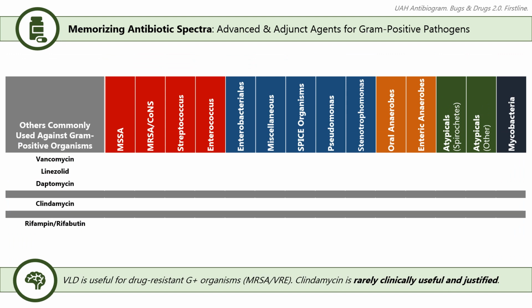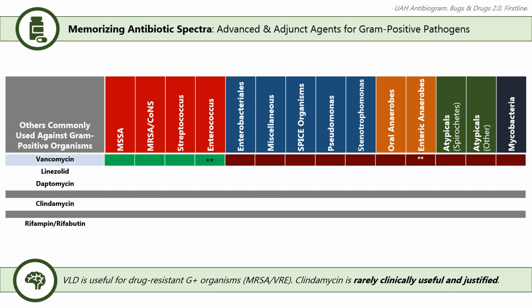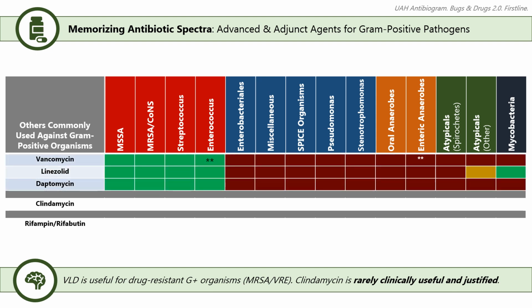Moving along with the rest of our BL-VCR mnemonic, we have vancomycin, linezolid, and daptomycin. These three agents vary in their tolerability and side effects, but are almost identical in their spectra of activity, being very strong coverage against all three of our primary gram-positive pathogens.